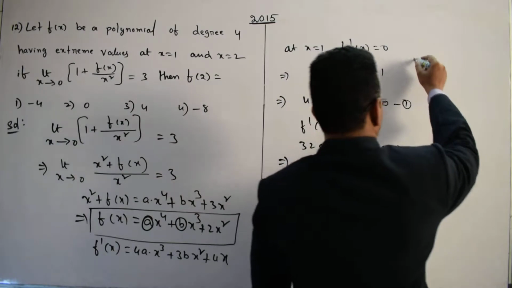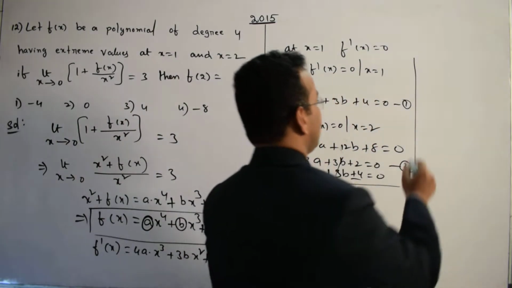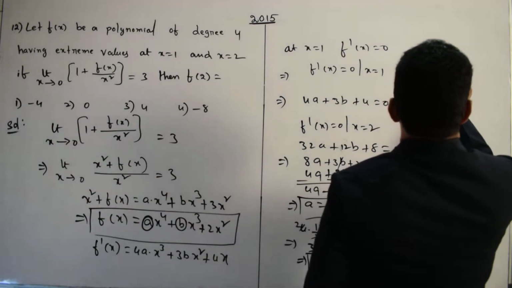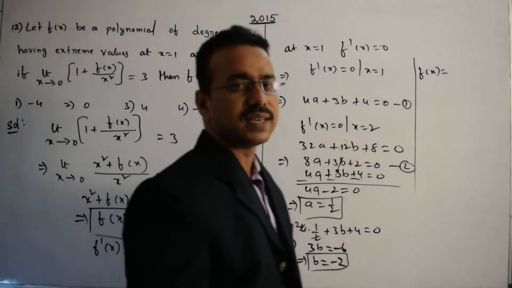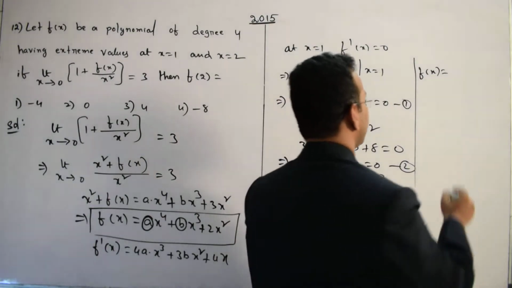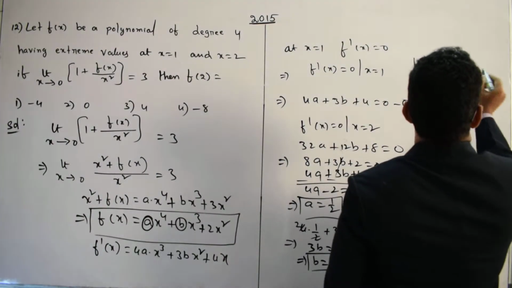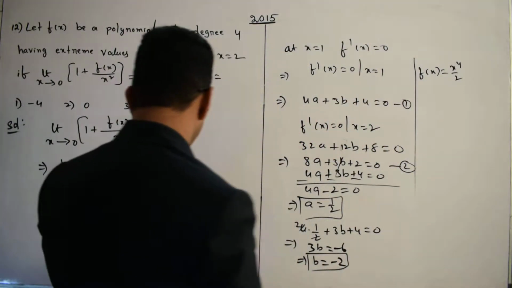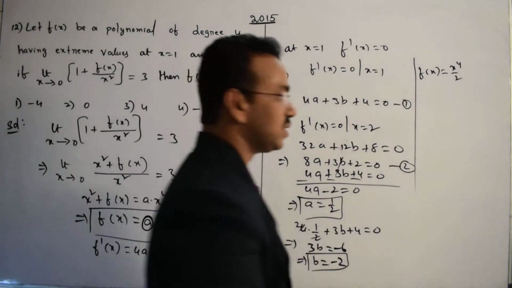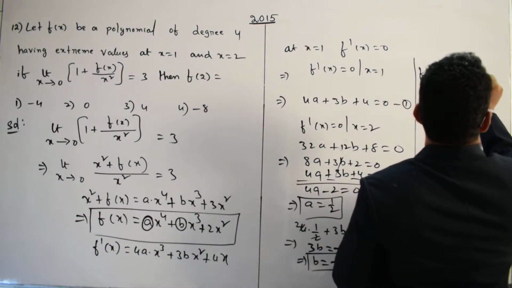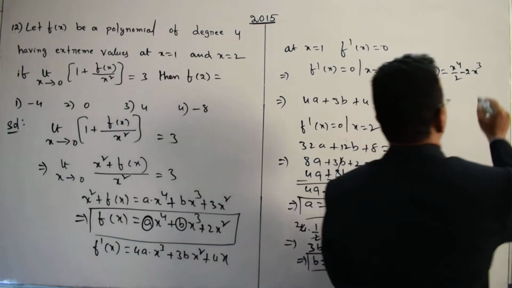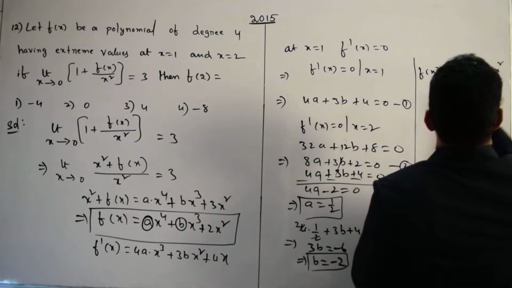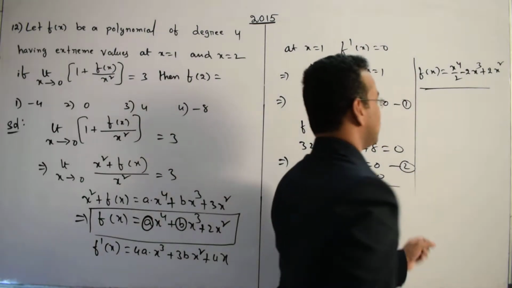Now the function f of x becomes, see, f of x equals a into x power 4. What is the value of a? a equal to 1 by 2. So finally x power 4 by 2 we will get as the first term. The second term bx cube, b equal to minus 2, so minus 2x cube. Next plus 2x square. This is the required function f of x.